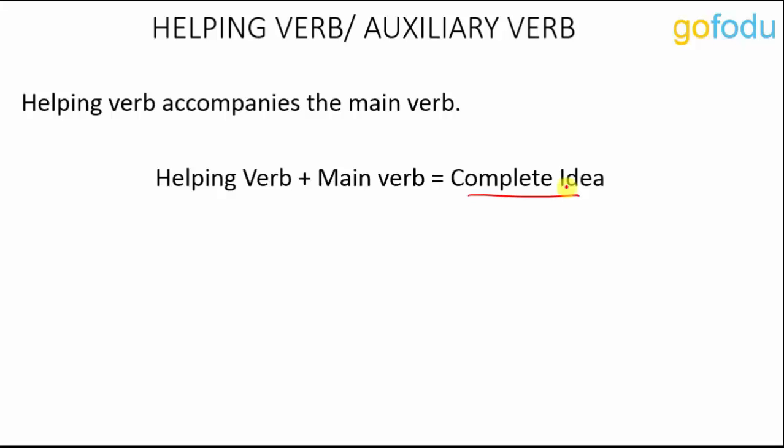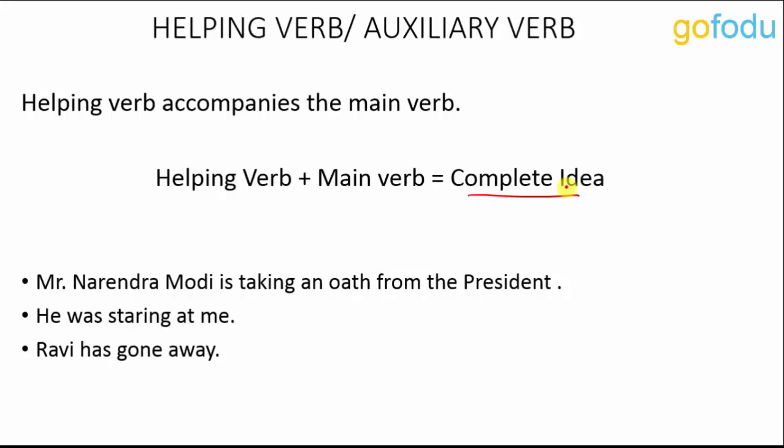The common auxiliary verbs are have, be, do. These are the most common auxiliary verbs: have, be, or do. Have works as has, have, had. Be like is, am, are. Do like do, does, did. Okay. Now let's see some examples.